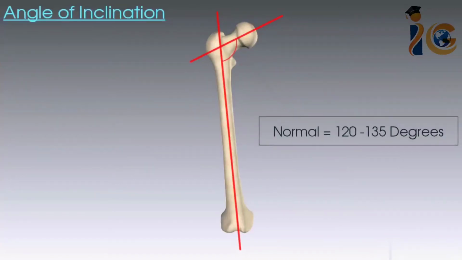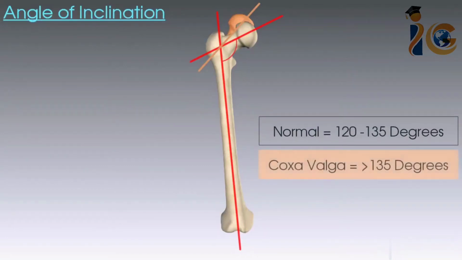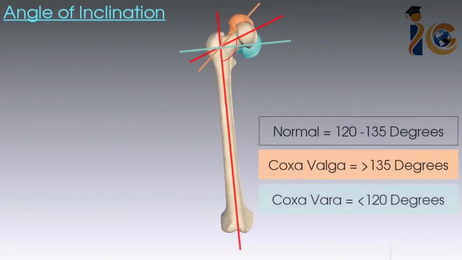But please bear in mind that, as with all the angles that I'll say, different texts will state slightly different figures. But the average healthy adult has an angle of inclination reported to be around 130 degrees. But if this angle increases more than 135 degrees, then it's referred to as coxa valga. And if this angle decreases less than 120 degrees, then it's referred to as coxa vara.